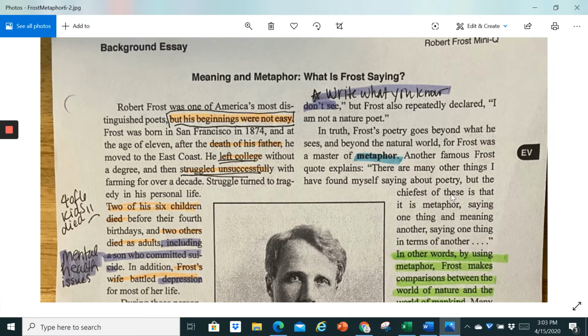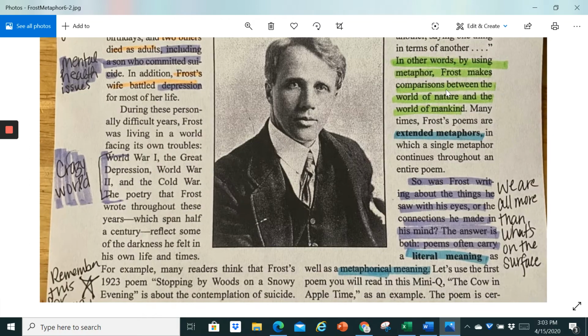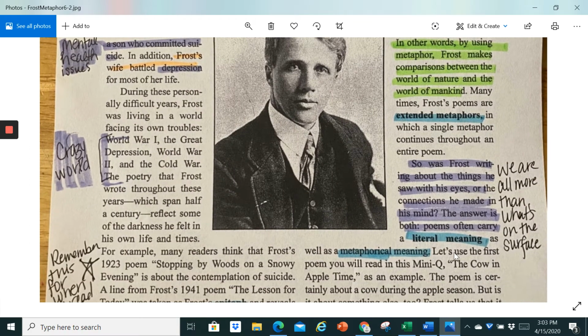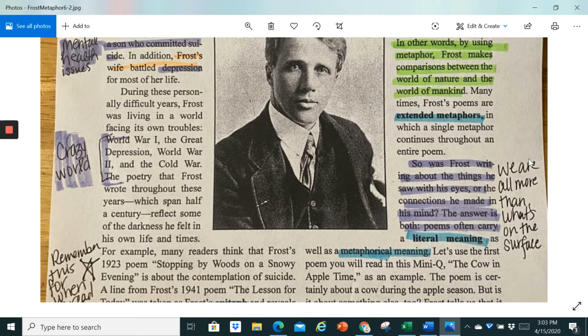All right, last thing with the connections. You come down the second column. On the side on the right, it says, "So was Frost writing about the things he saw with his eyes or the connections he made in the mind? The answer is both. Poems often carry a literal meaning as well as a metaphorical meaning."